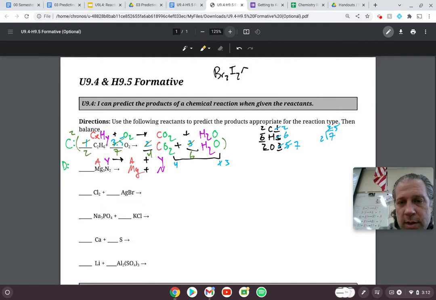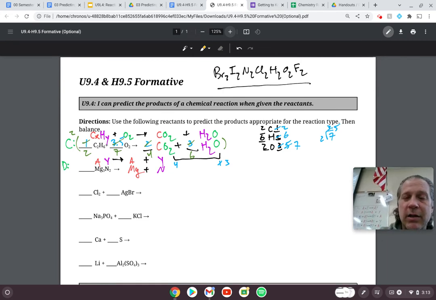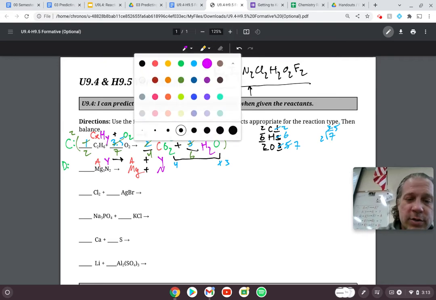And at the top of this quiz, I'm going to write Br2, I2, N2, Cl2, H2, O2, F2. And I'm going to use that to test whether or not there is a subscript after magnesium. So if magnesium appears anywhere in this list right here, it would get a 2. And it doesn't, so I'm going to leave it as it is. Nitrogen is right here, so that one is going to get a 2.